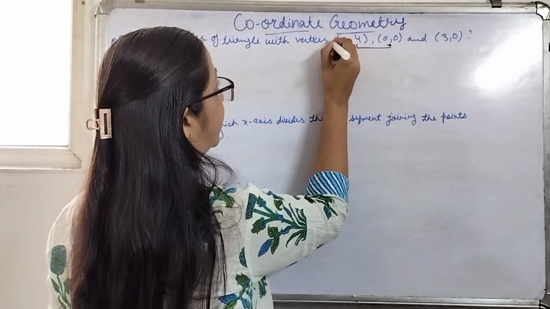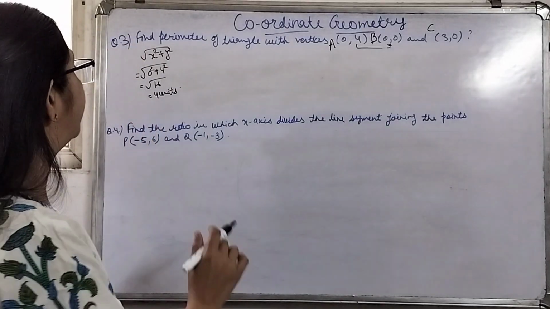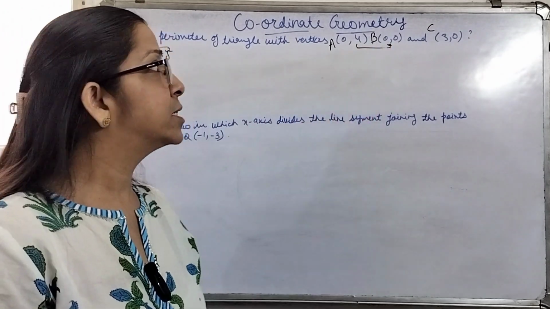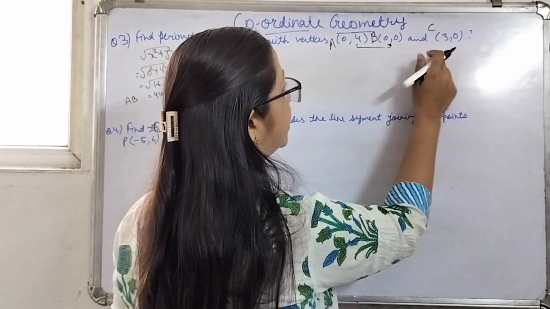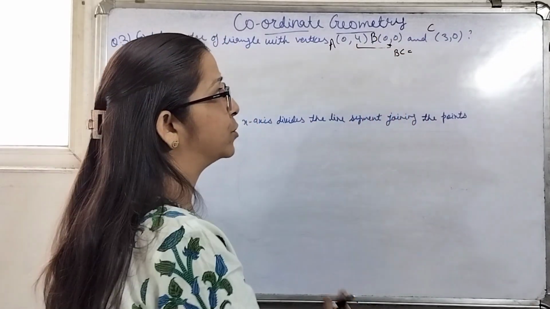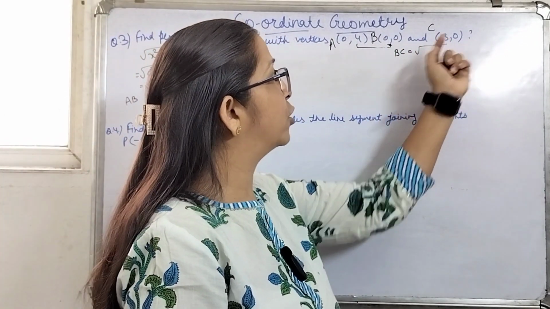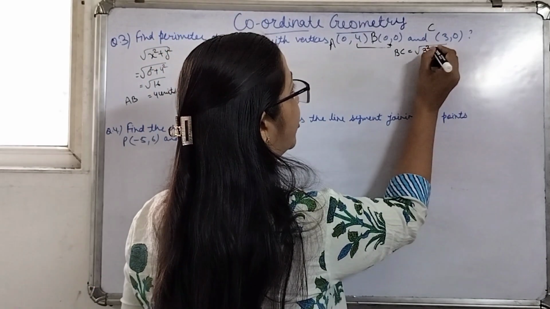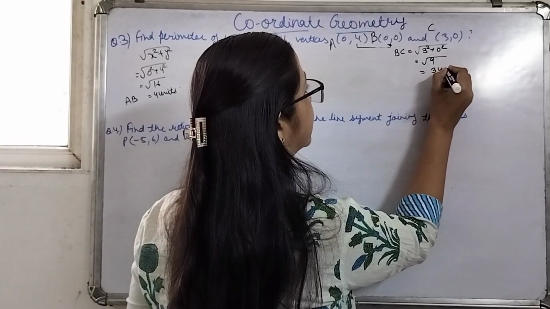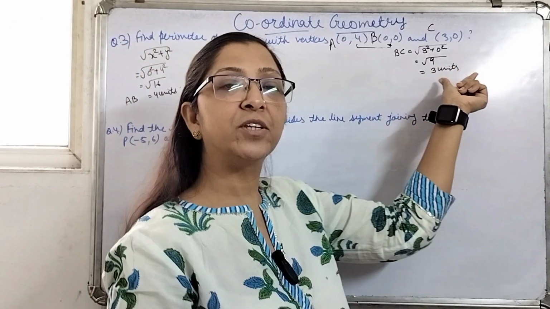If this is point A, this is B and this is C, that simply means the distance between A and B, AB, is 4 units. Similarly, we can find the distance between B and C. It will be again the distance between a point and the origin only. So it will be root of x square plus y square. Over here, x is 3, that is 3 square plus 0 square, or we can say 9, or 3 units. That means AB is 4 units and BC is 3 units.